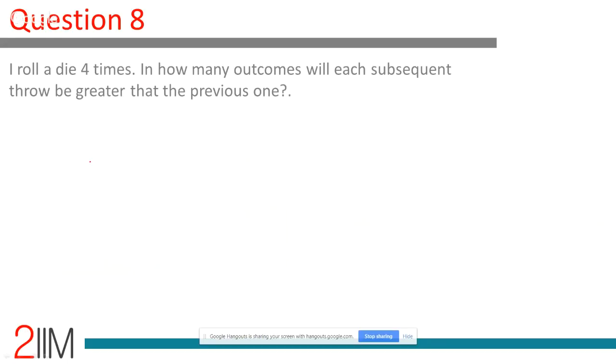I roll a die 4 times. In how many outcomes will each subsequent throw be greater than the previous one? This is one of my favorite questions. Some questions very similar to this have appeared in CAT. We have questions where we say, how many 3-digit numbers exist, where when we go from left to right, the digits are in ascending order? Or how many 3-digit numbers exist, where when we go from right to left, the numbers are in ascending order? Similar to that, we're rolling a die 4 times. In how many outcomes will each subsequent throw be greater than the previous one?